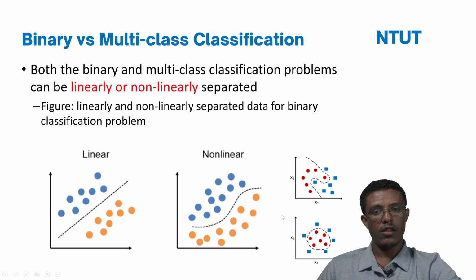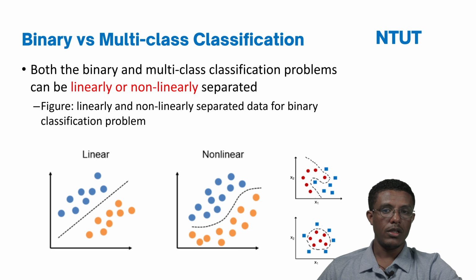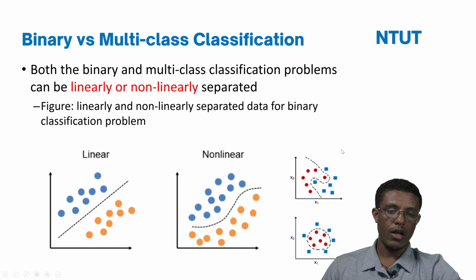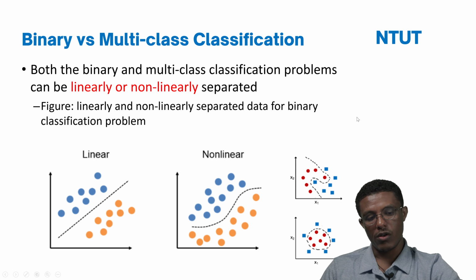Some algorithms are only for linear data, and some algorithms work for both non-linear and linear data. So we should also consider whether our data nature is linear or non-linear. Then we can pick the perfect algorithm that fits our data nature.